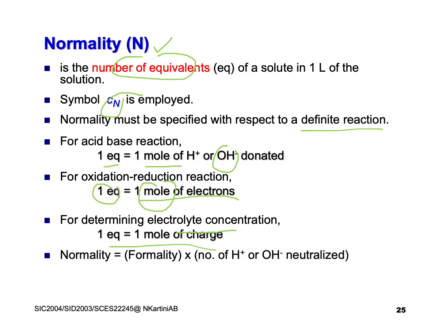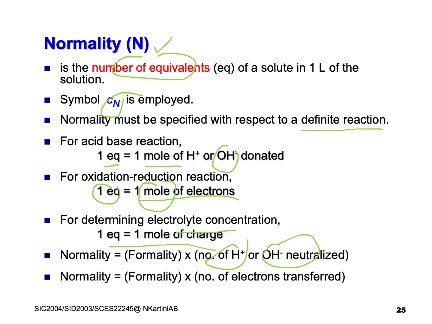And then how are we going to convert molarity to normality? To convert formality to normality, you should know the number of protons or hydroxides neutralized for an acid-base titration, or you can multiply by the number of electrons transferred. Basically, this is for the redox.